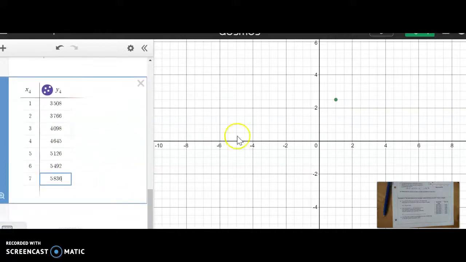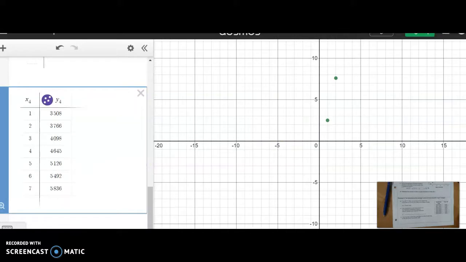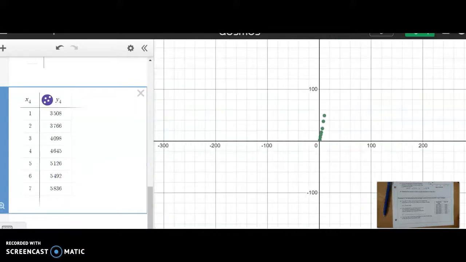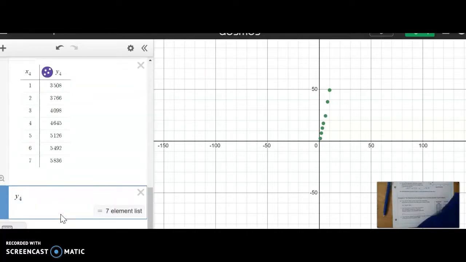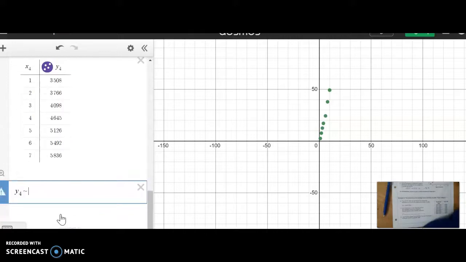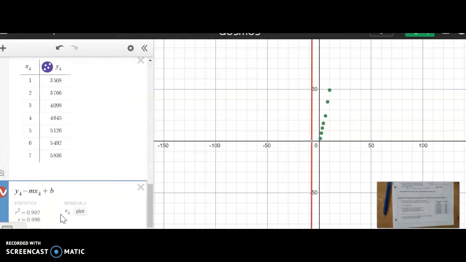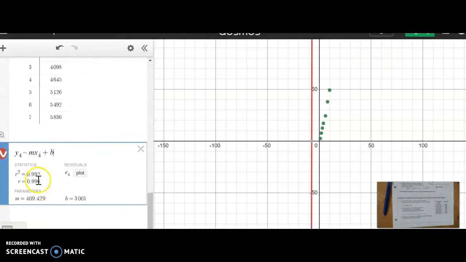So I can see my graph, I can zoom out. It kind of looks like a straight line. It kind of doesn't. We're going to do the linear regression. So we're going to do y sub 4 is regression of mx sub 4 plus b. Going to look at my r squared, 0.992.